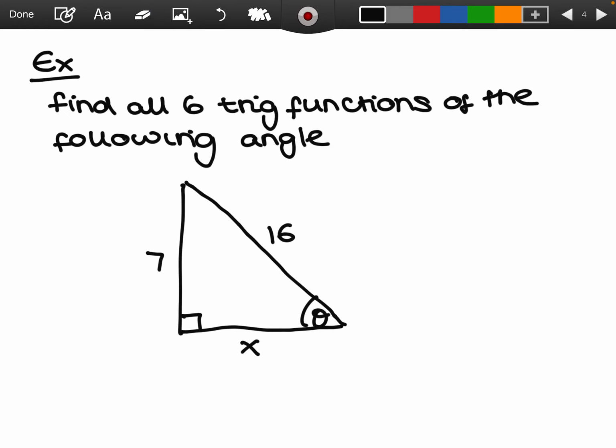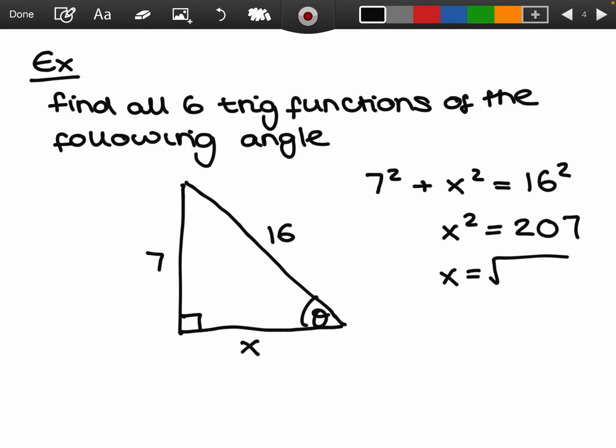First thing we need to do is to find x. We only know 2 out of our 3 sides. I know by using the Pythagorean theorem that 7 squared plus x squared should equal 16 squared. If you go ahead and manipulate that and square it out and then subtract 49 from both sides, you should end up with x squared is 207. And remember, x is a length, so it must be the positive square root of that value.